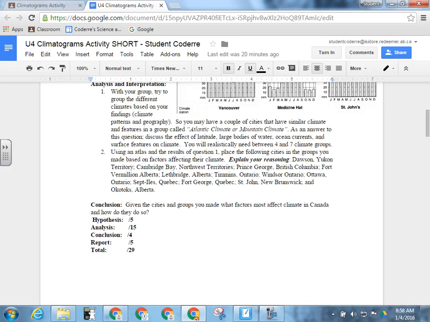So if you find that, let's say, Okotoks, Alberta is probably similar to a few of the other cities you've already put in a group together, because it's close to the mountains and it's fairly high altitude, it goes in this group because it fits there. Everybody follow that? So Okotoks goes in this group because, and St. John, New Brunswick goes in this group because. Everybody follow there? And then you've got your hypothesis and your conclusion as well.